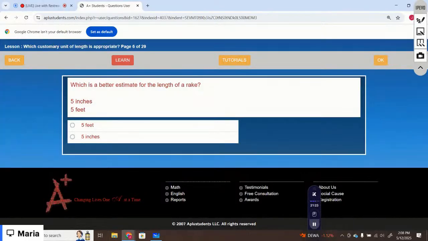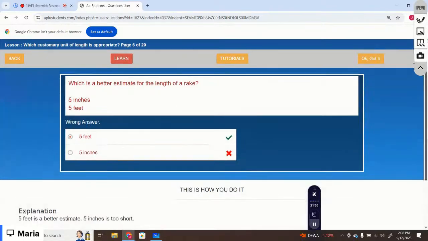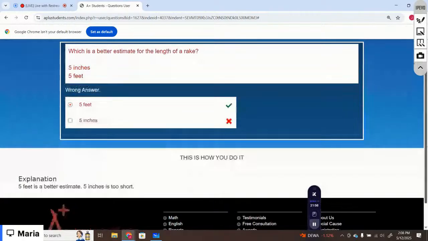Which is a better estimate for the length of a rake? So which is the correct option? That would be 5 inches. Option number two is the correct option. 5 feet it is, not 5 inches, because 5 inches is too short, that would be 5 feet.